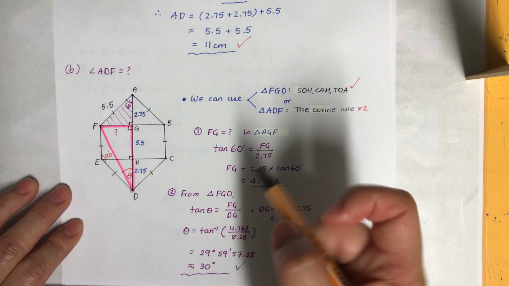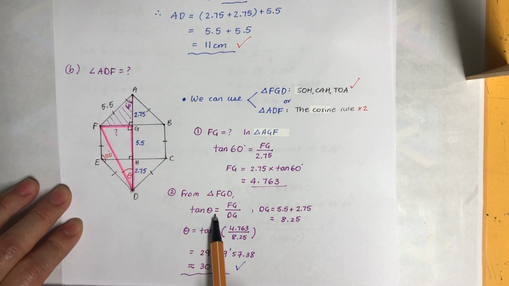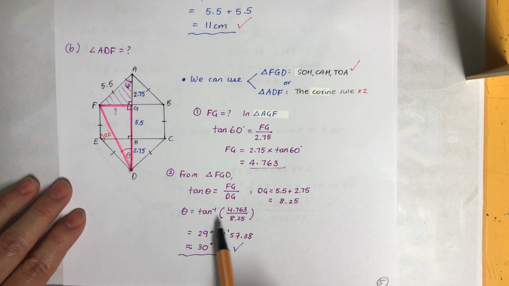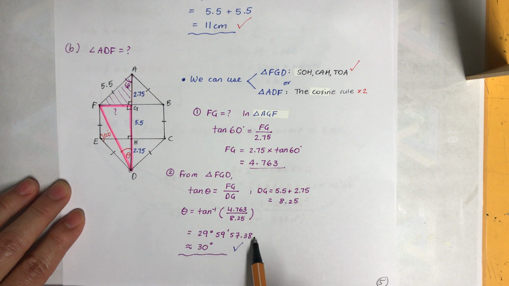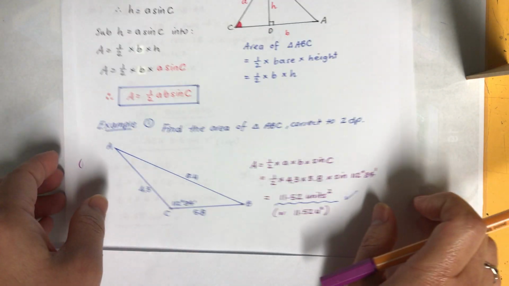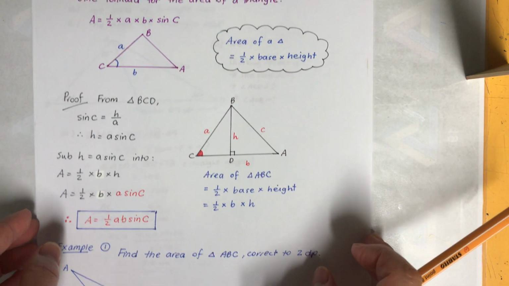And then from triangle FGD, I'm going to use tan theta equals FG over DG, which is, DG is 8.25, and inverse tan, I will get that much, but to the nearest degree, I get 30 degrees. All right, now that was the sine rule.